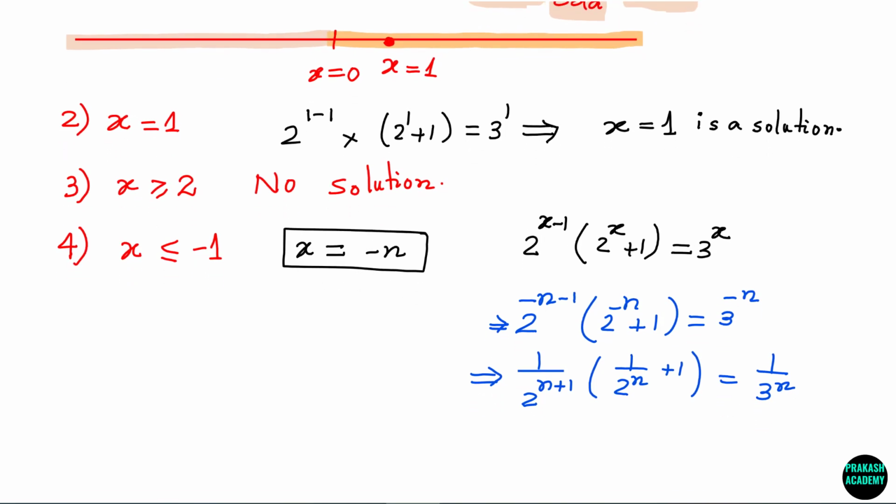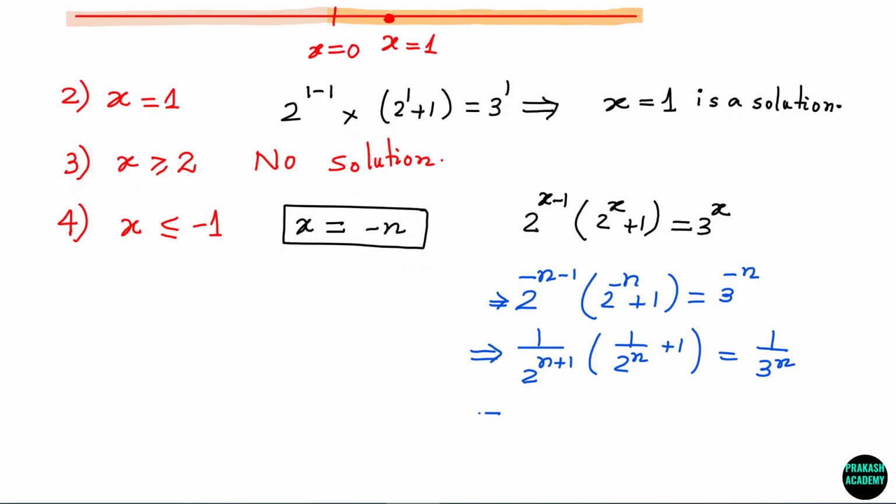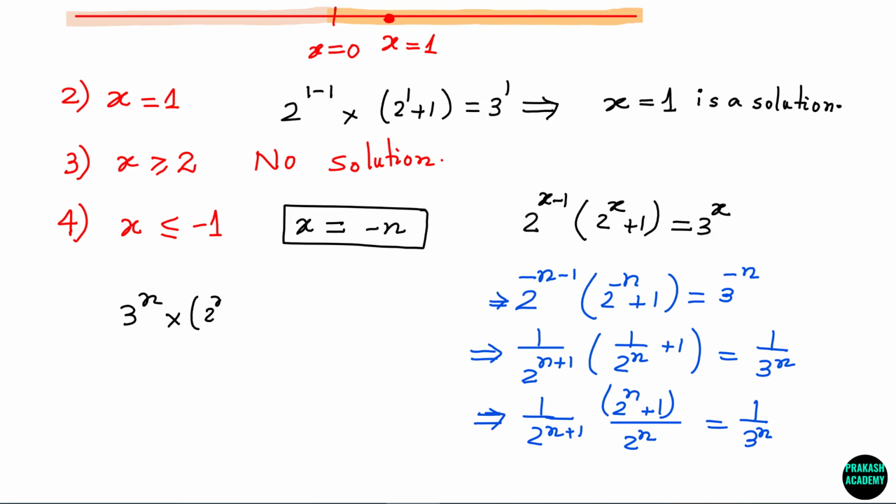Now I further simplify, so I can rewrite this expression as 1 by 2 raised to the power n plus 1, and if you take the LCM, this will be 2 raised to the power n, 2 raised to the power n plus 1, equals 1 by 3 raised to the power n. Now let us cross multiply: 3 raised to the power n multiplied by 2 raised to the power n plus 1 equals 2 raised to the power n and 2 raised to the power n plus 1. So the powers get added, and we will have 2 raised to the power 2n plus 1.